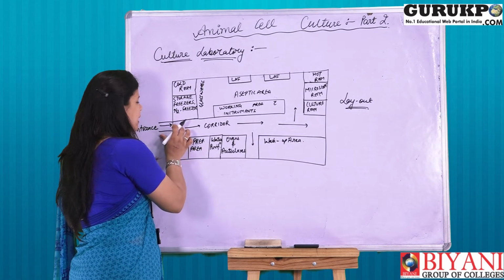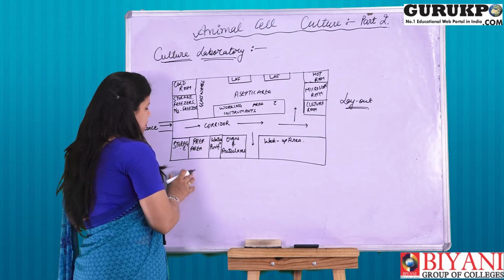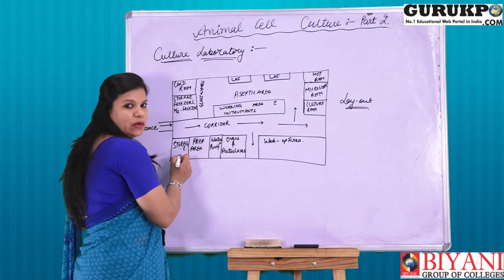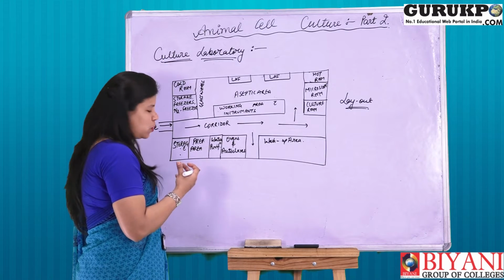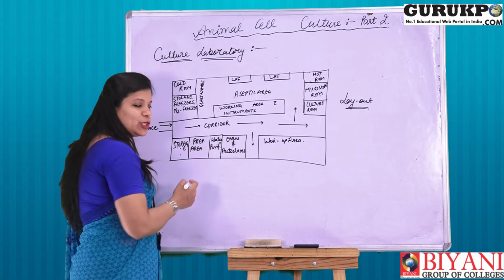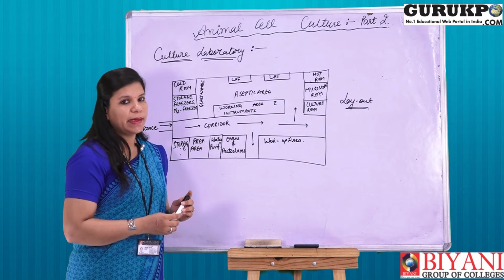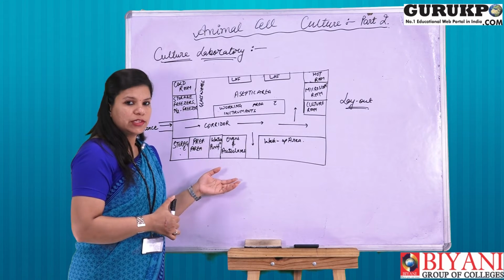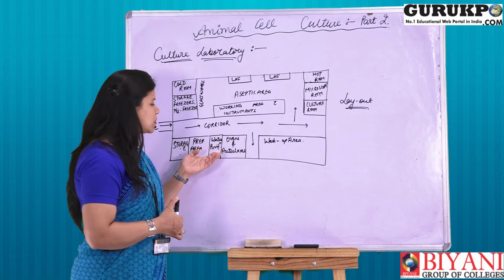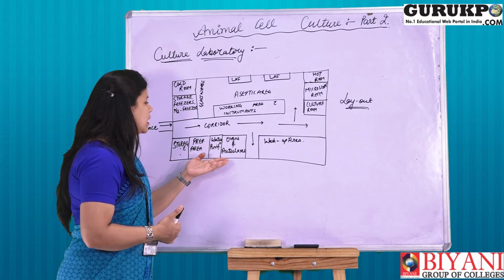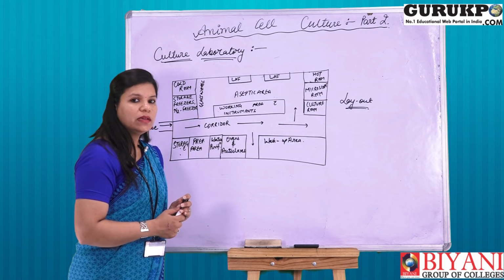Starting from the entrance, we have a corridor from where we reach a storage area where the equipment or the necessary chemicals can be stored. Then we have the preparation area, where the media is prepared for the culturing purpose. Next we have the water purification unit, which is very important. Next we have the area where the ovens and the autoclaves are kept.